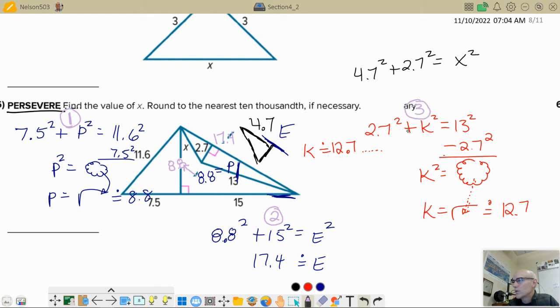That's weird how stuff just shows up. Some reason it's covered up right now. And then after we got this side was 12.7, okay, 12.7 right here. We subtracted 12.7 from 17.4, and we got something like 4.7. So this part right here is 4.7. Now remember, these are all rounded numbers. Okay, this is 4.7 right here.